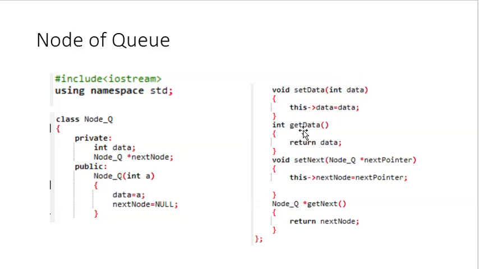Then we have get data. First we will set data, so the data will be assigned to data, and then we have a get data function, which will return us the data. Then for pointers, first we will create the set next function, and we will create a next pointer, and we will assign the next node pointer to that next pointer. Then get next: in this function we will return that pointer. So this was our code for the node for the queue.